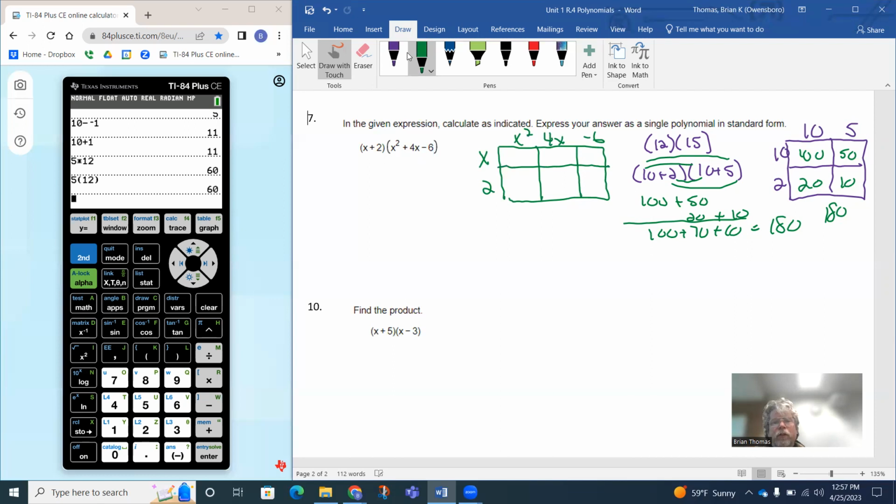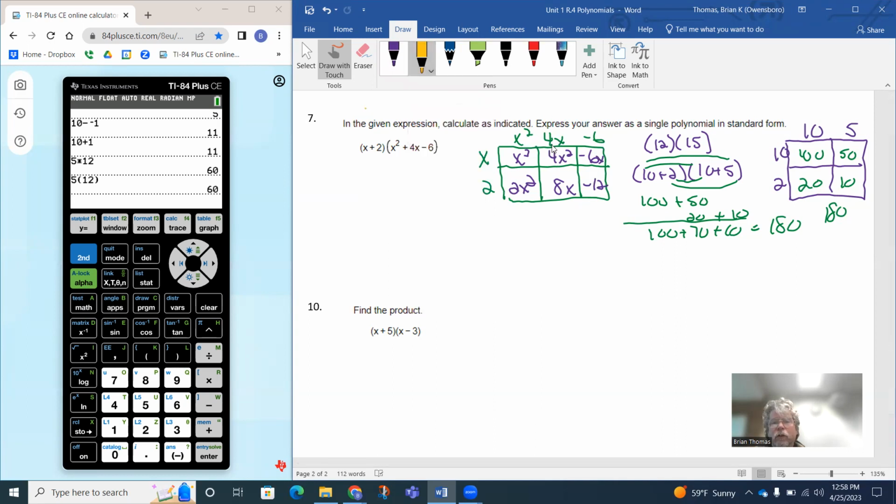And then if I multiply through there, notice that x times x squared means there's 3 x's present, x cubed. X times 4x would be just 4x squared. X times negative 6 would be negative 6x. So I bring that x to all three pieces, and then I bring the 2 through all three pieces. 2 times x squared would be 2x squared. 2 times 4x would be 8x. And then 2 times negative 6 would be negative 12. Notice that we do have some like terms going on here.